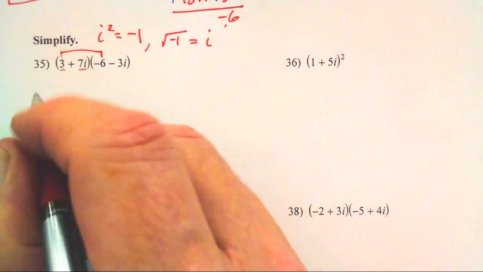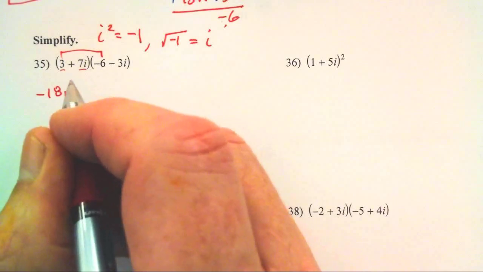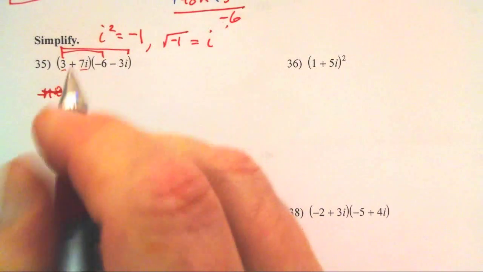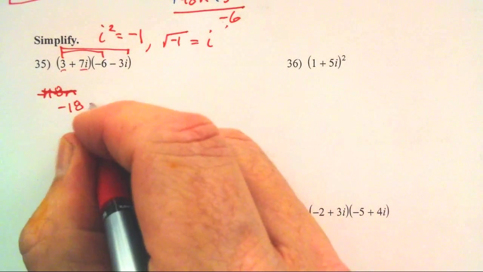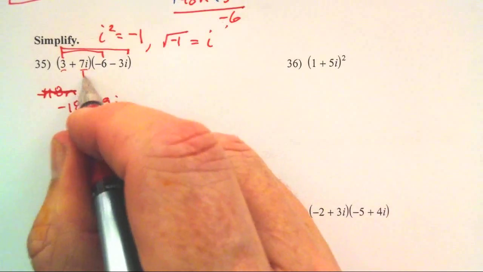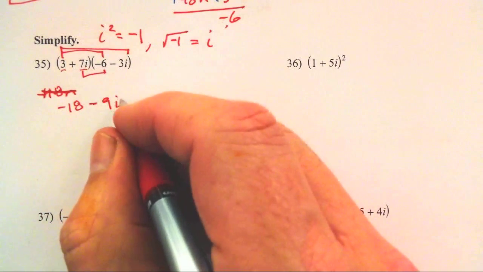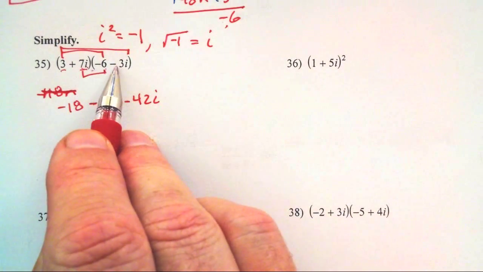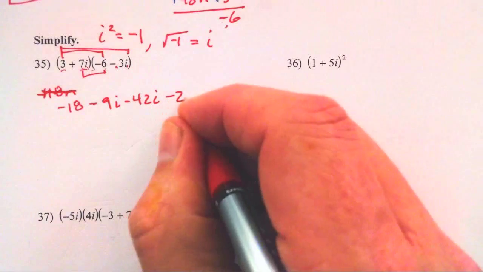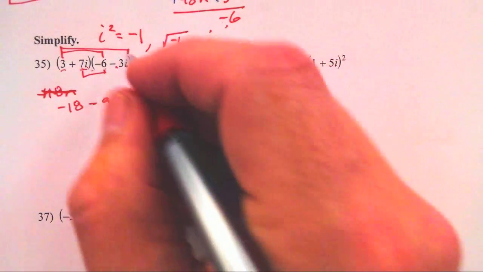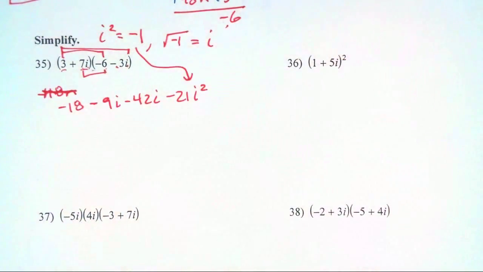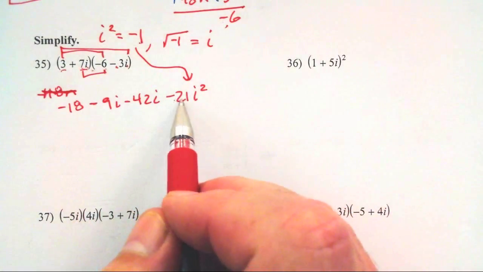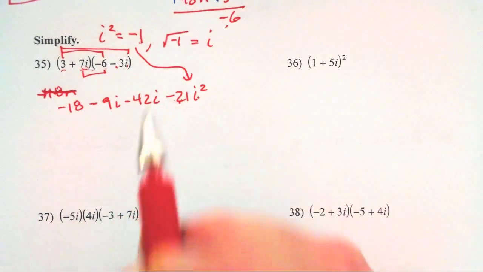I'm going to FOIL. Negative 18. Let's do that again. Negative 18. 3 times negative 3i is minus 9i. 7 times negative 6 is negative 42, and there's an i there. And 7i times negative 3i is negative 21i squared, but i squared is negative 1. Negative 21 times negative 1 is positive 21.